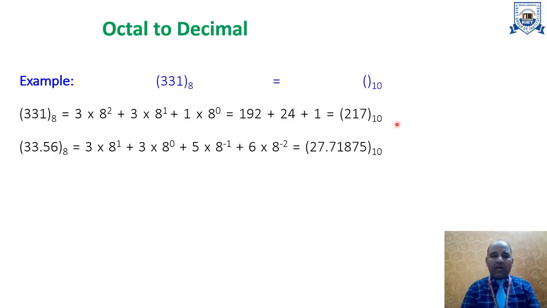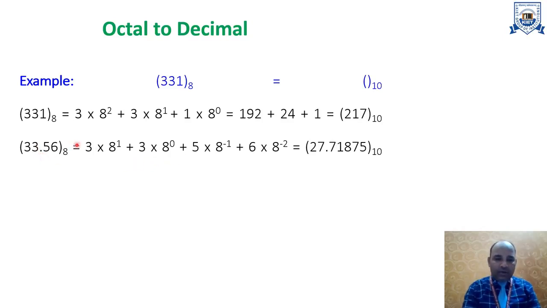Now moving further, extending this conversion from octal to decimal, let us see one other example which includes the fractional part also. 33.56 on base 8. How can we convert this into the decimal number system? The first 3 gets multiplied by 8 to the power 1. Next 3 gets multiplied by 8 to the power 0.